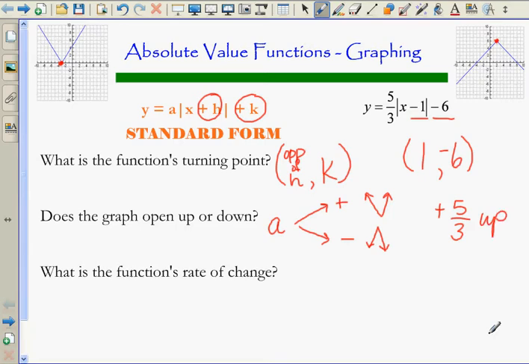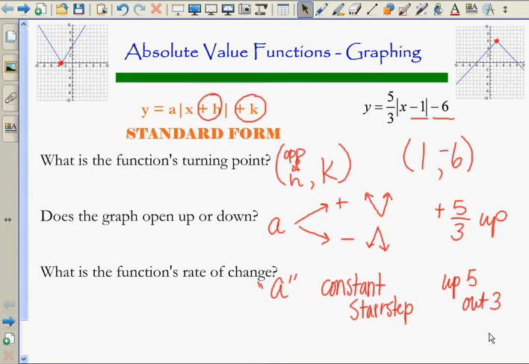And then finally, how steep are we? Are we not very steep at all? Is it a very wide V? That also comes from the a value. Go ahead and put that in quotes: our a value is a constant rate of change, meaning you do the same thing over and over and over again. It's just a very simple stair step. And in our case, since it was +5/3, we know that we're going to keep going up 5, out 3, up 5, out 3, over and over again.